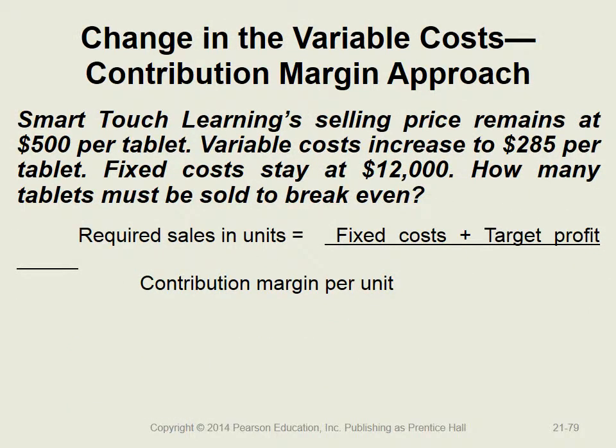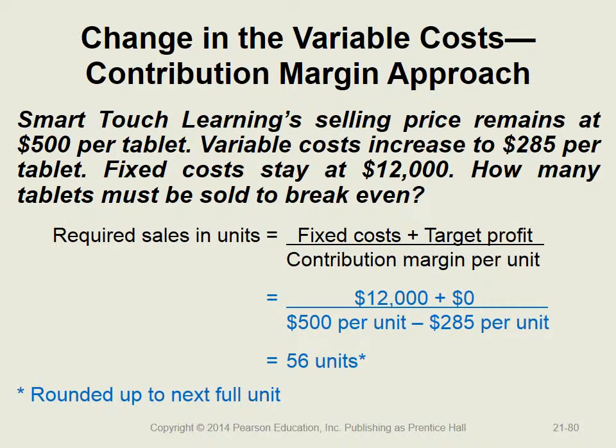Return to Smart Touch Learning's original data, disregarding the change made in sales price in the previous example. Assume that one of the company's suppliers raises prices, which increases the variable cost for each tablet to $285 instead of the original $275. Smart Touch Learning decides it cannot pass the increases on to its customers, so the company holds the price at the original $500 per tablet. Fixed costs remain at $12,000. How many tablets must Smart Touch Learning sell to break even after the supplier raises prices?